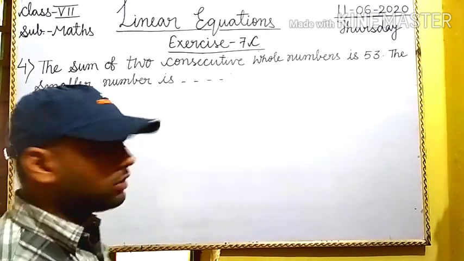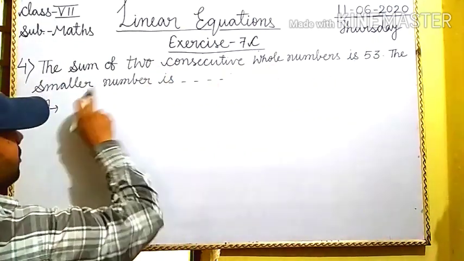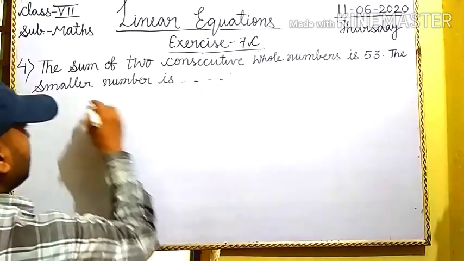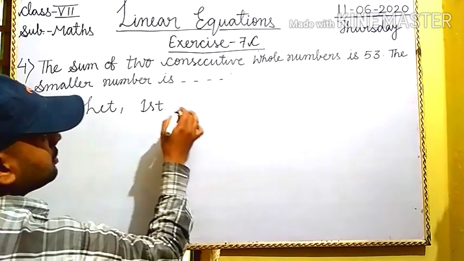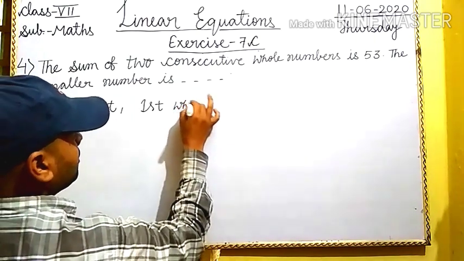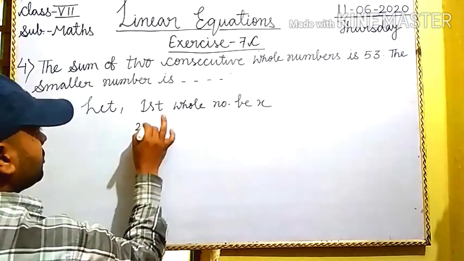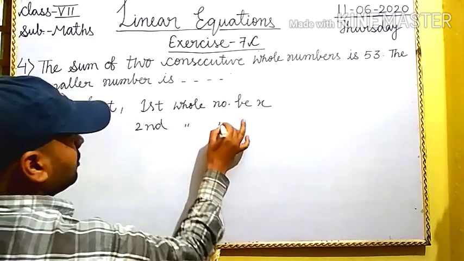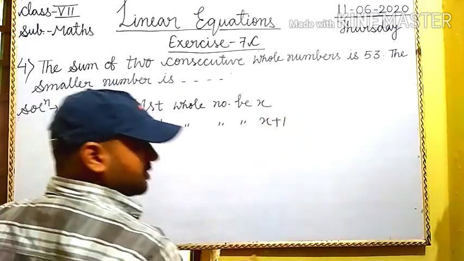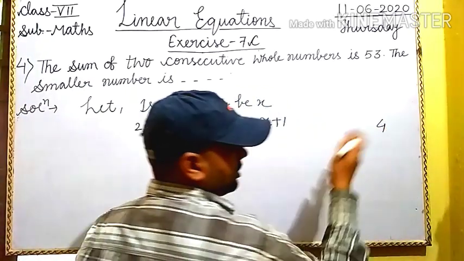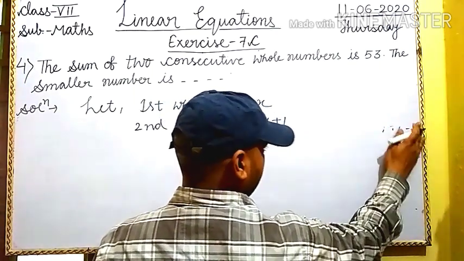In question number 4, the sum of two consecutive whole numbers is 53. Then the smaller number is what? First we let the first whole number be x. The second whole number will be x plus 1. Take any example, like 4 is a whole number. The consecutive whole number we get by adding 1, we get 5.